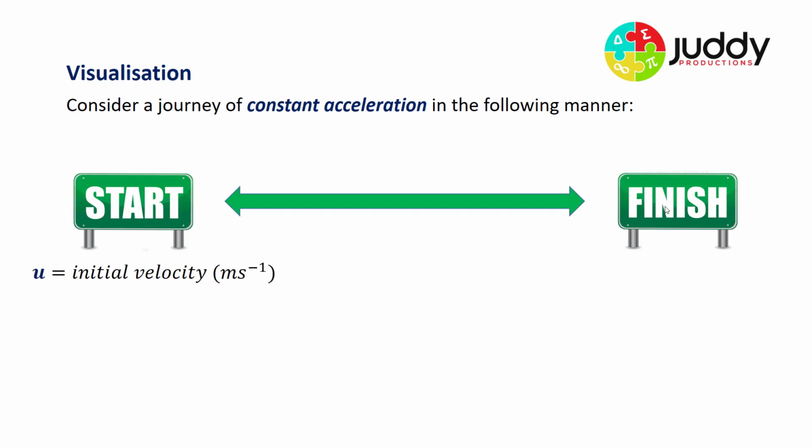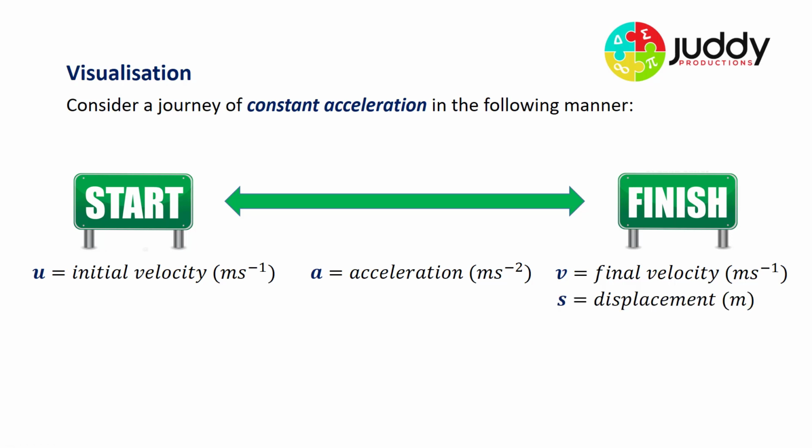The object might be stationary, it might be traveling at 10 meters per second, whatever the case, that's our initial velocity. Over the duration of this particular journey, and remembering that it is constant acceleration, we have an acceleration rate in meters per second squared. At the end of this period of acceleration, we'll get to the finish line, and we'll have a final velocity. The object will have traveled some displacement, and will have taken some time t.